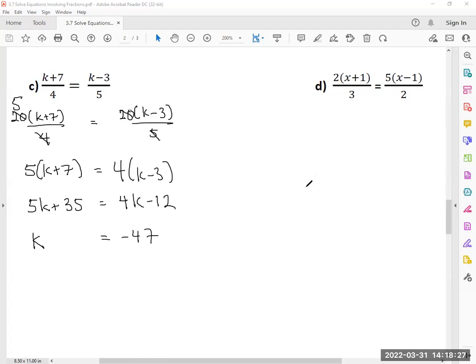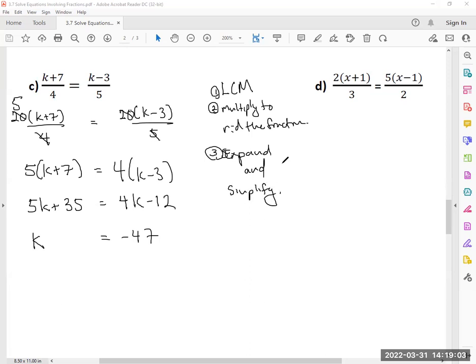This is it. I want to give you the opportunity to try this by yourself here, but I'll try to lay it out. Okay, step one: you find the lowest common multiple, and then you multiply to rid the fractions, right? Get rid of the denominators. And then the rest is just expand and simplify. That's it. So I hope you can give this a shot.